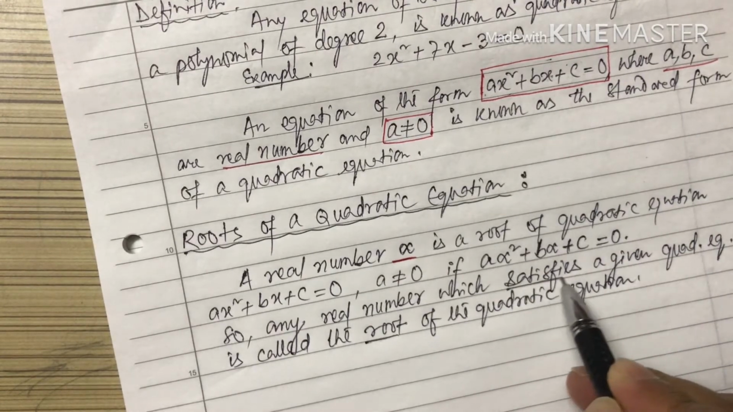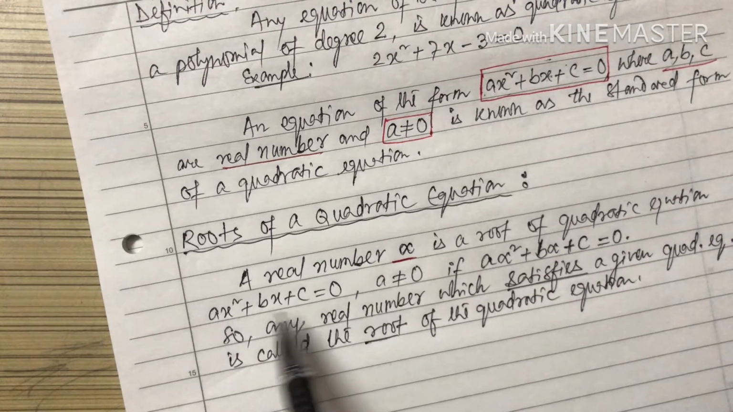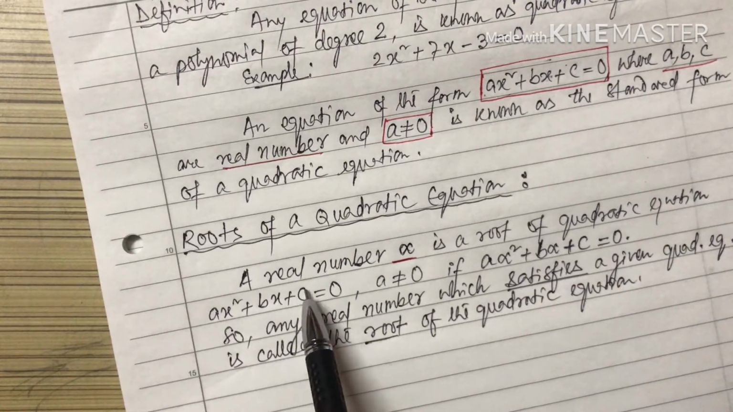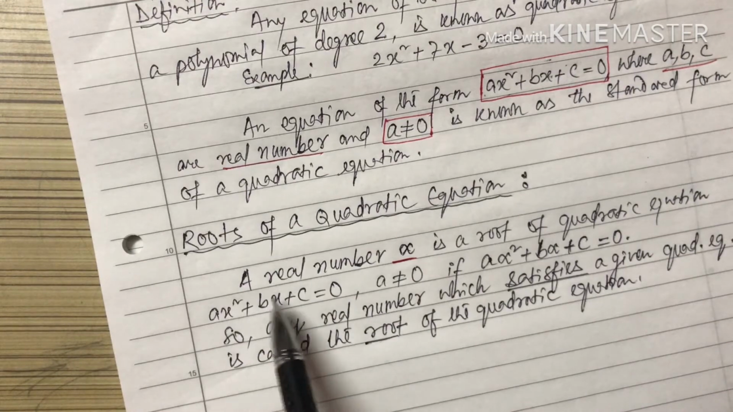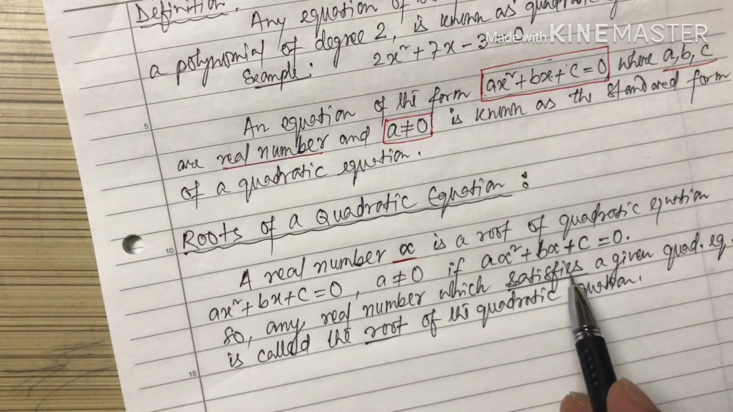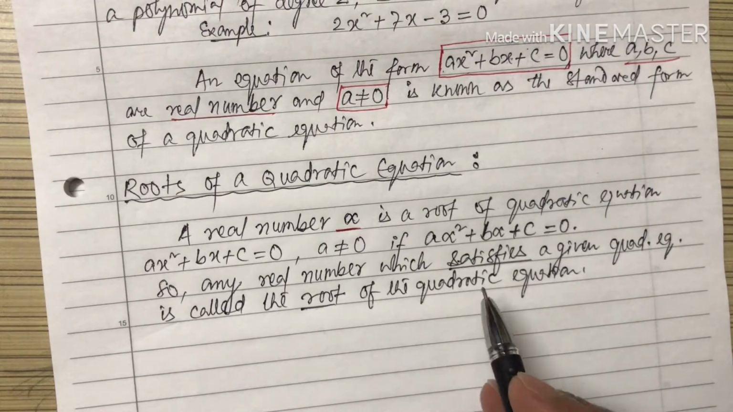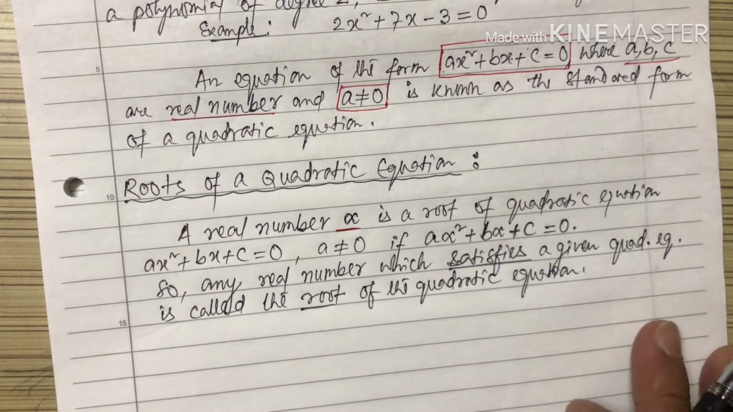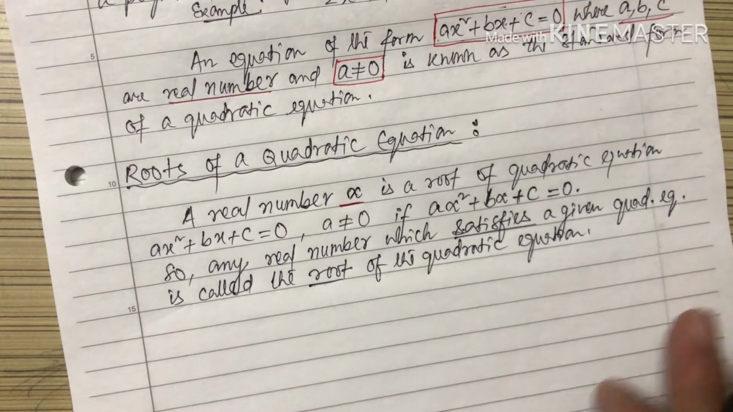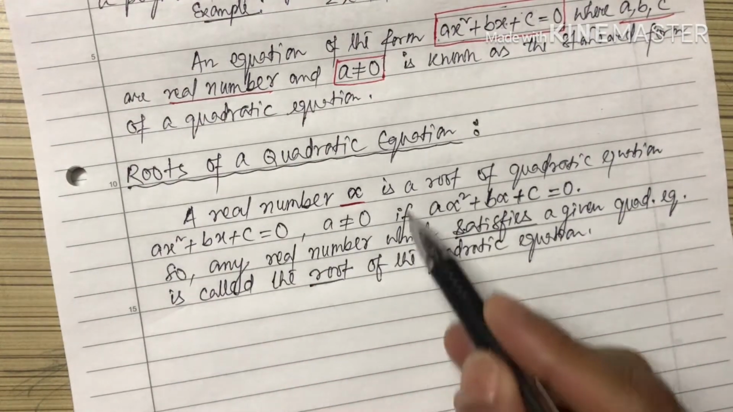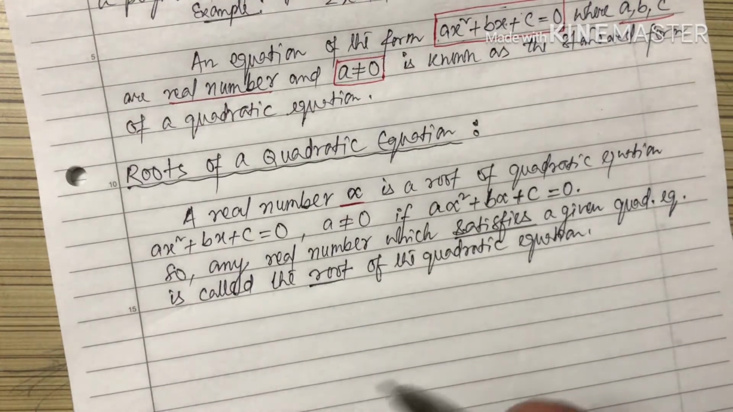Here satisfies means when we substitute that real value in place of x, both sides, left hand side and right hand side, must be equal, meaning left hand side should be 0, 0 equal to 0. That is called satisfying here. So this is known as root of this quadratic equation. Okay, so this is how we define root. So let's take one example.